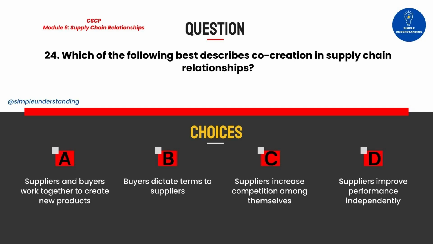24. Which of the following best describes co-creation in supply chain relationships? A. Suppliers and buyers work together to create new products.